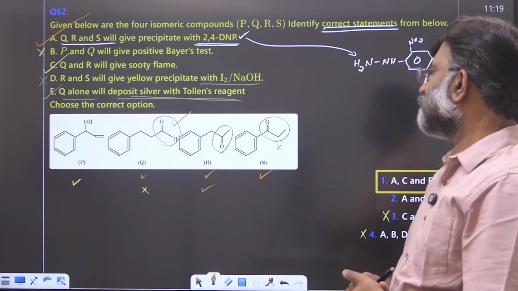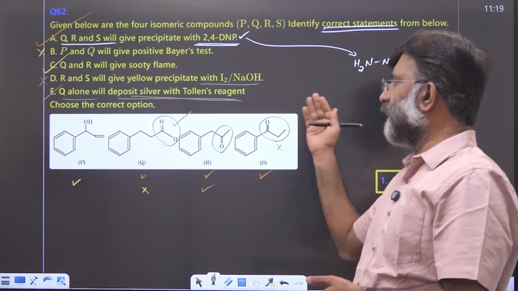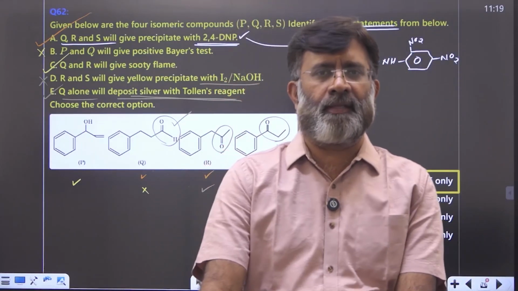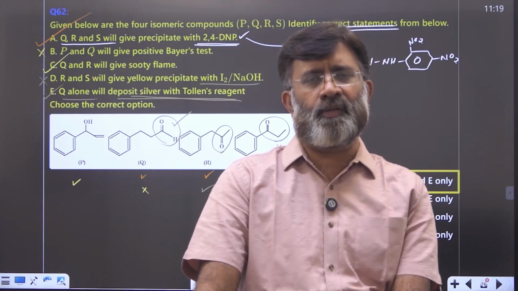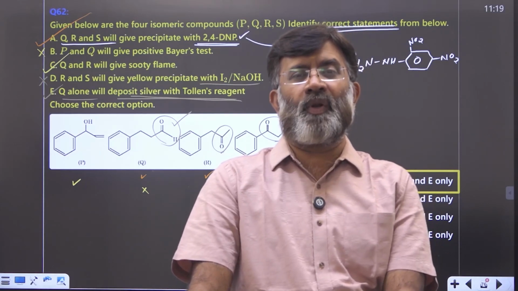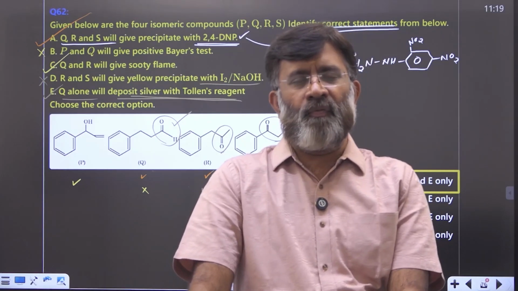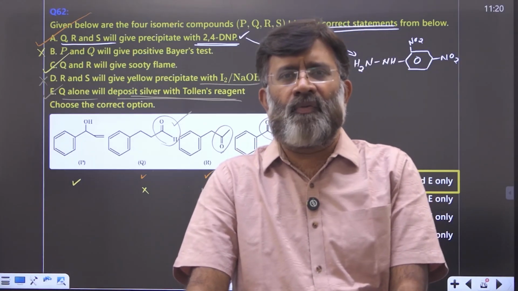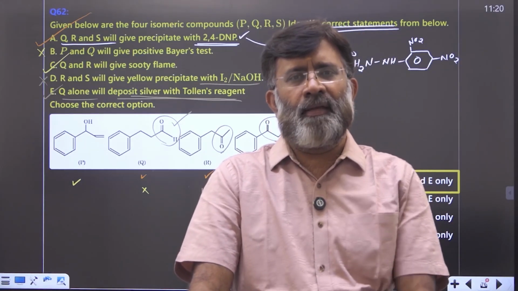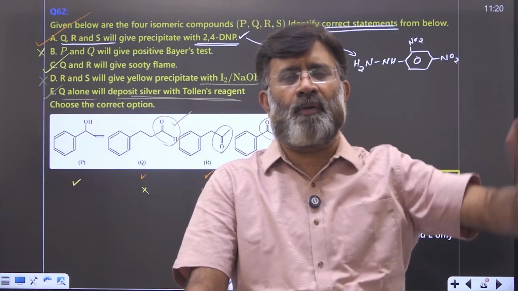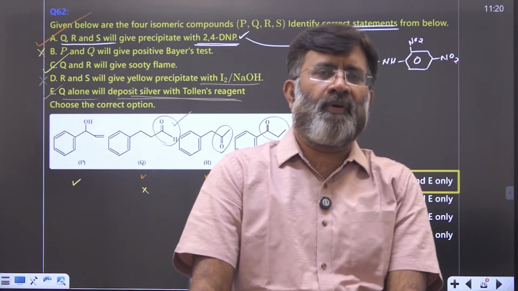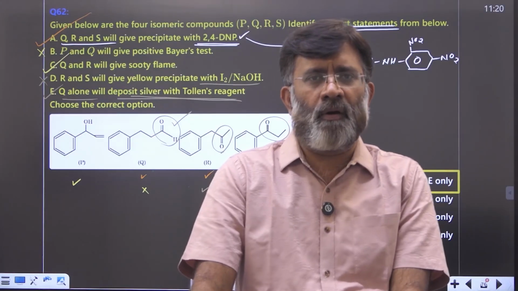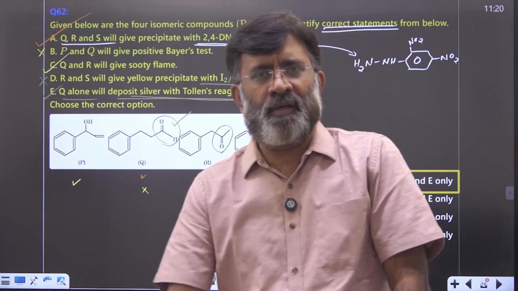Hope you remember, Tollens test is given by aldehydes. It is the silver mirror test. The Tollens reagent is ammoniacal silver nitrate. An aldehyde, whether aliphatic or aromatic, when treated with ammoniacal silver nitrate, is oxidized to carboxylic acid and silver is reduced. There will be a silver mirror forming on the walls of the test tube.